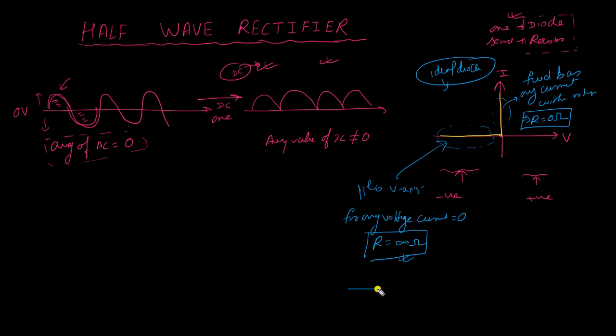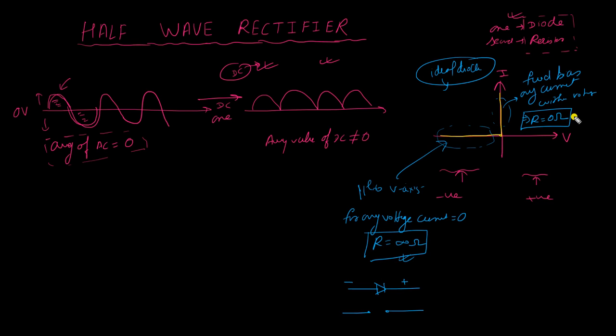So let's make the diagram of the diode also so that it will be more clear. This is the diode in reverse bias. For reverse bias, here we will get negative and here we will get positive. So it can be replaced by an open circuit. Open circuit means resistance is infinite ohm.